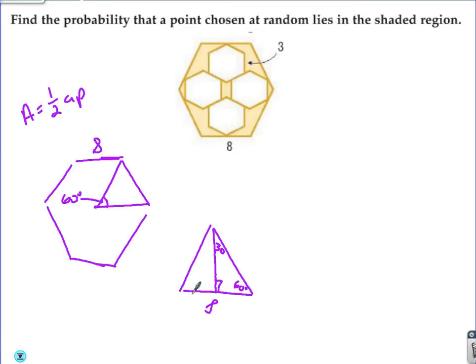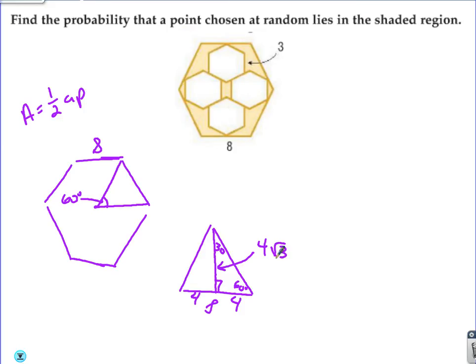If the whole side is 8, that means that this section is 4 and this section is 4, because it's also isosceles. If the shorter side is 4, we need the apothem. The apothem is going to be 4 root 3. Everybody good with that?